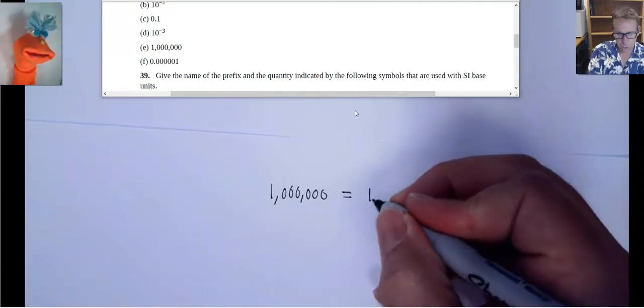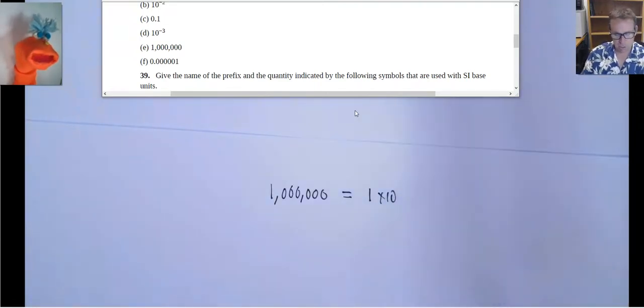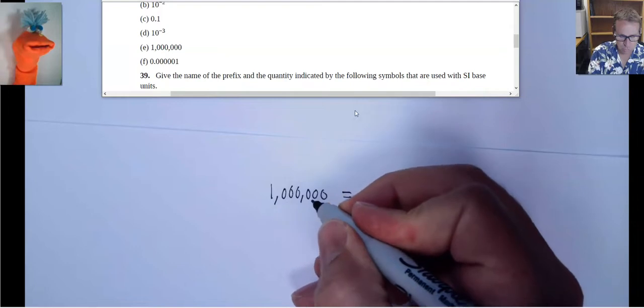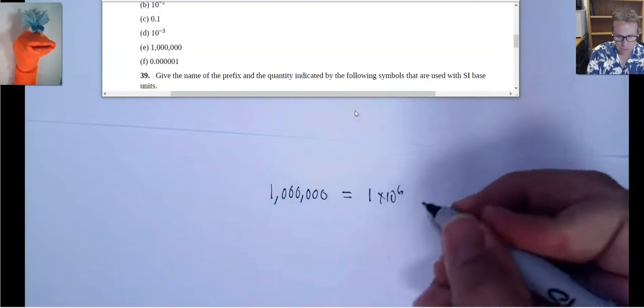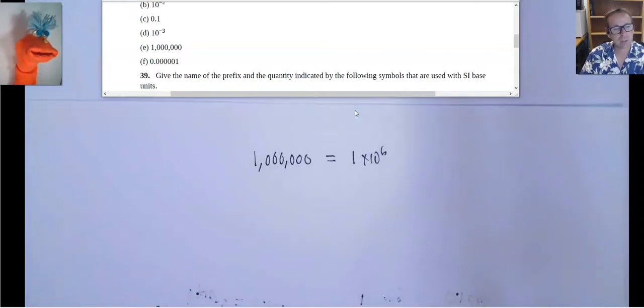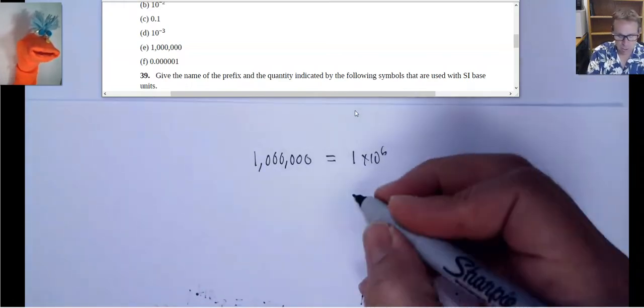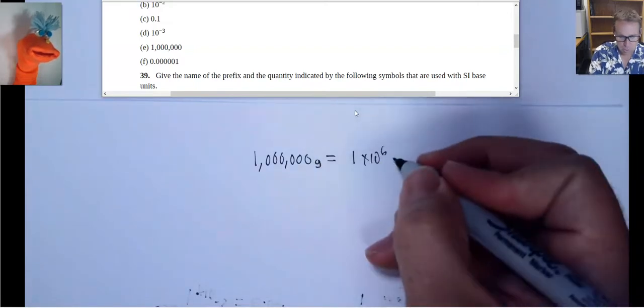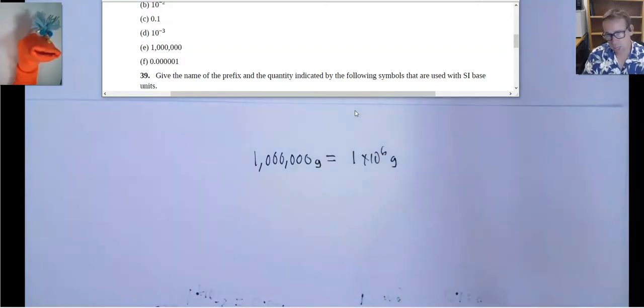1 times 10 to the what? Let's see. 1, 2, 3, 6. That's right. So you counted 1, 2, 3, 4, 5, 6. So 1 times 10 to the 6th is equal to 1 million. All right, good stuff. Now, how can I express 1 million? Let's use a unit like grams. That's equal to 1 times 10 to the 6 grams.